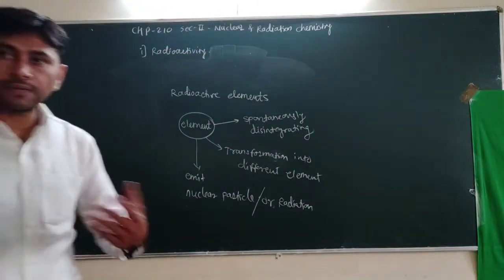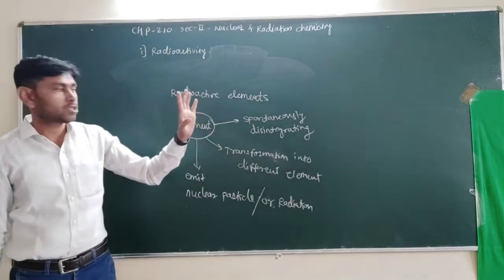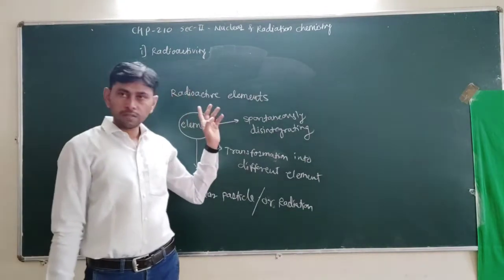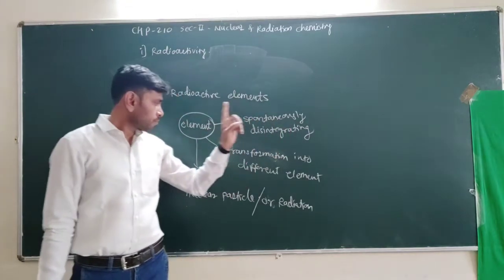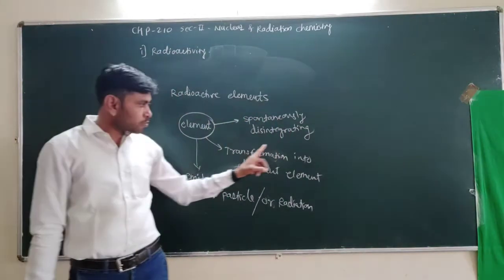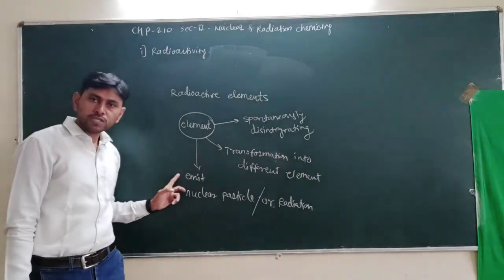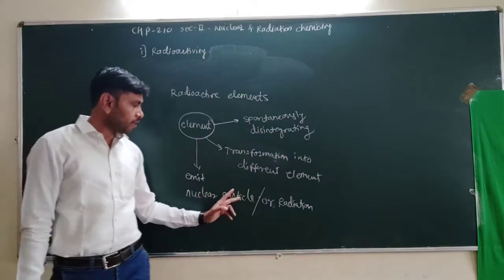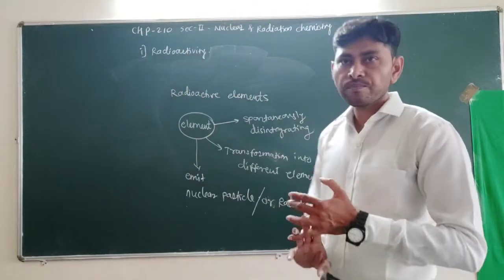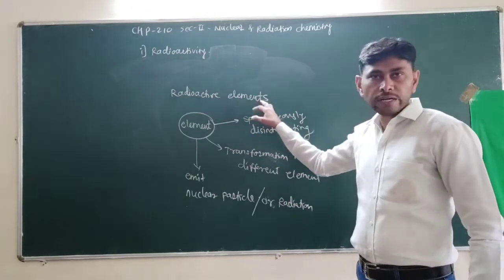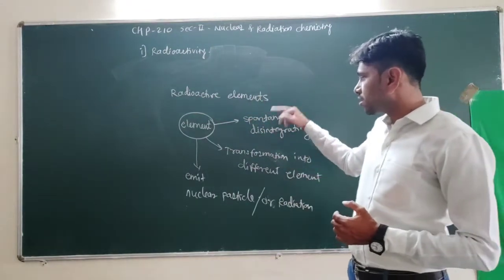So how can we define a radioactive element? Radioactive elements are the elements whose nuclei disintegrate spontaneously, thereby transforming into different elements, and in the process emit nuclear particles and or radiation. So such elements are called radioactive elements.